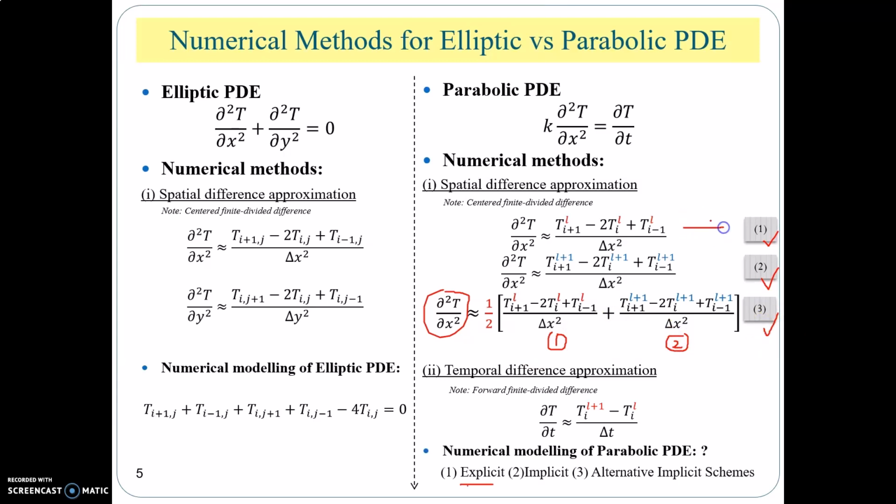If you use equation 1 for the numerical modeling, we call this method the explicit scheme or explicit method. If you use the second equation or the third equation here, we call it the implicit or the alternative implicit scheme. Quite frequently, the alternative implicit scheme is called the Crank-Nicolson method. In this study, you will learn how to use these three methods to solve the parabolic PDE.